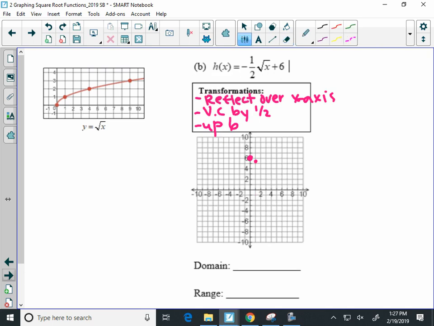If you need to do more points and more graphs, that's okay. 4, 2. I start at 4, 2. I reflect it over the x-axis. I'm at 4, negative 2. I compress it by half, which moves me to 4, negative 1. I'm still in the negatives, and then I go up 6. 1, 2, 3, 4, 5, 6. So I'm at 4, 5 once I graph that point.